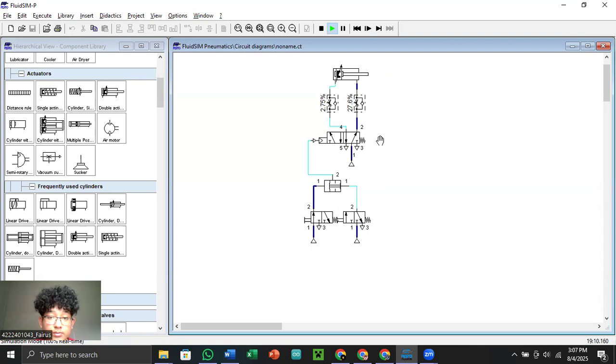So this is my explanation of my simple pneumatic circuit diagram. That's all for my presentation. If there is any mistake, I apologize.